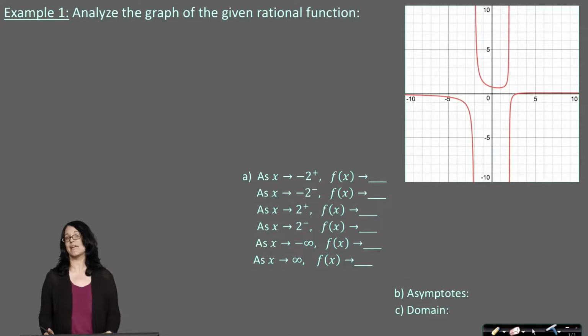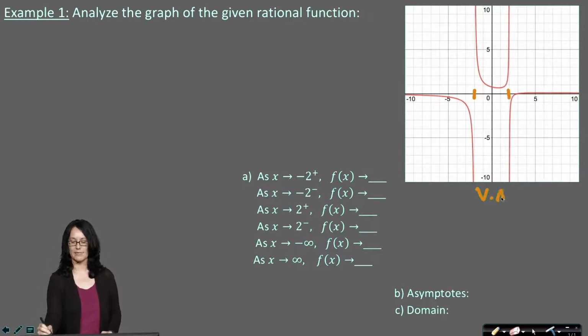But there are 2 locations here which appear to be problematic for our domain inputs. Do you see what values appear to never exist? Yeah, it looks like maybe -2 and +2. At -2, the graph appears to be breaking apart, and again at +2. So notice those are actually my vertical asymptotes at -2 and at +2.